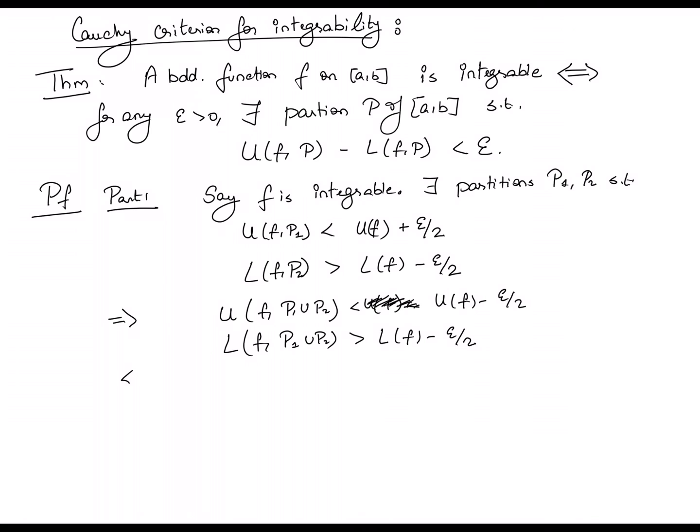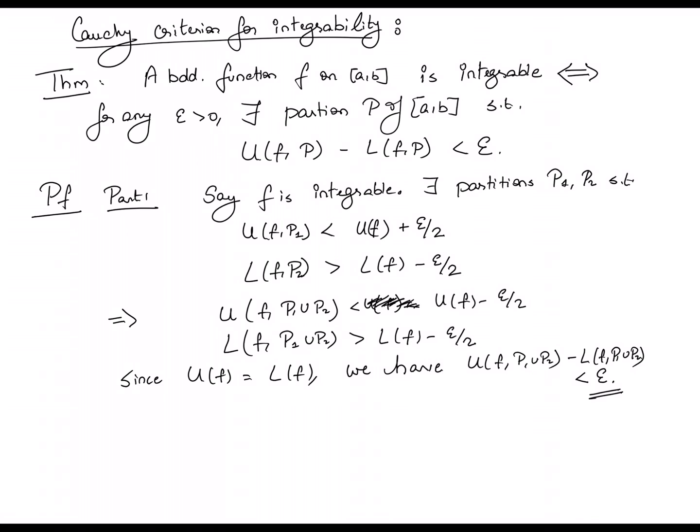So since U(f) is equal to L(f), we have that U(f, P1 union P2) minus L(f, P1 union P2) is less than epsilon. And that is essentially what we needed to prove the first part.